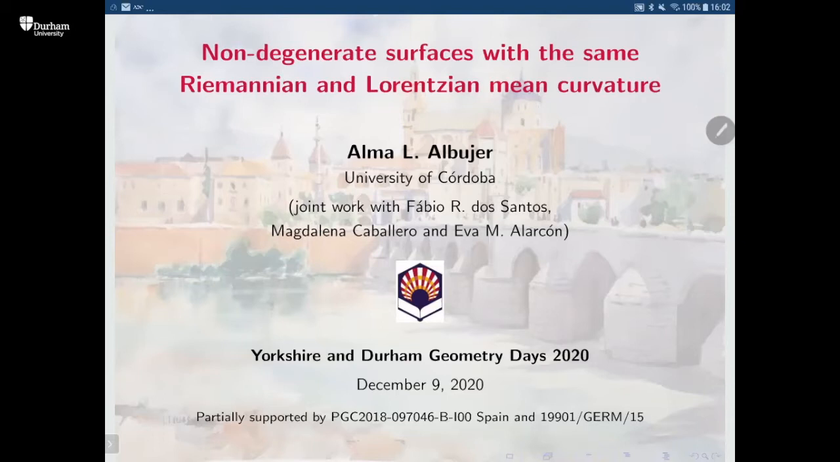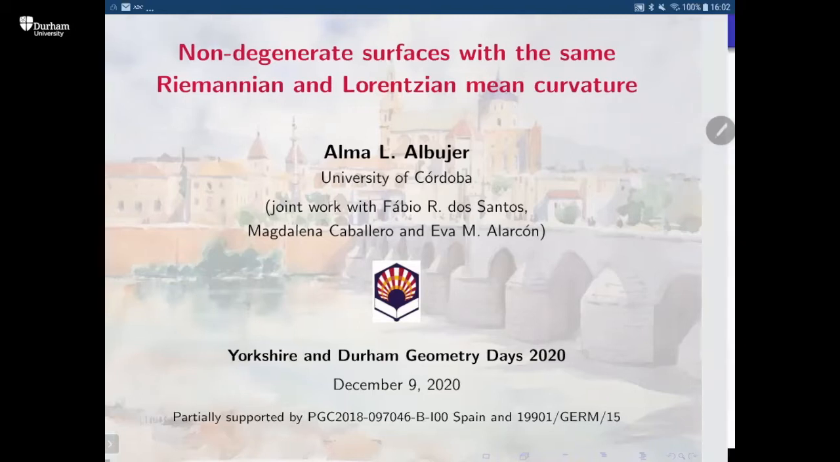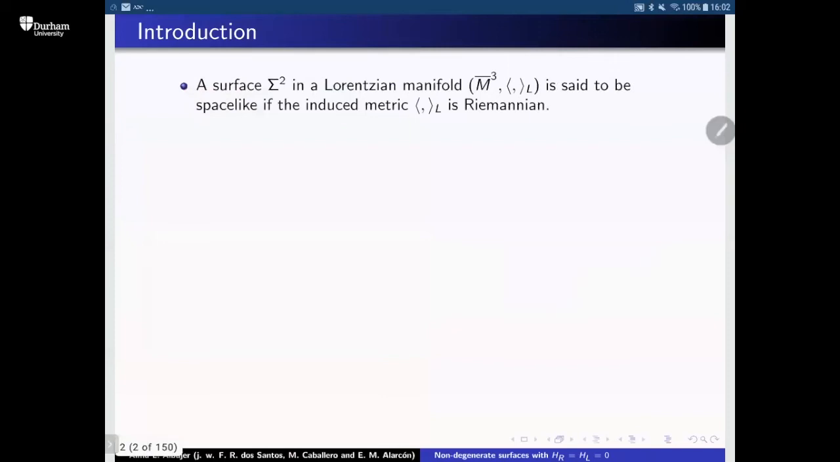So that's great. As Fernando has said, I'm going to talk about non-degenerate surfaces with the same Riemannian and Lorentzian mean curvature. This is part of a joint work with Fabio dos Santos, Madalena Caballero, and Eva Alarcón. Let me first introduce a little bit the topic. I suppose all of you are familiar with the very basic concepts of Lorentzian geometry. In any case, I will try to introduce them very fast.